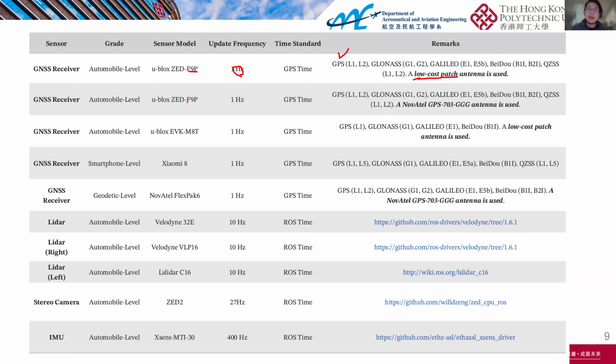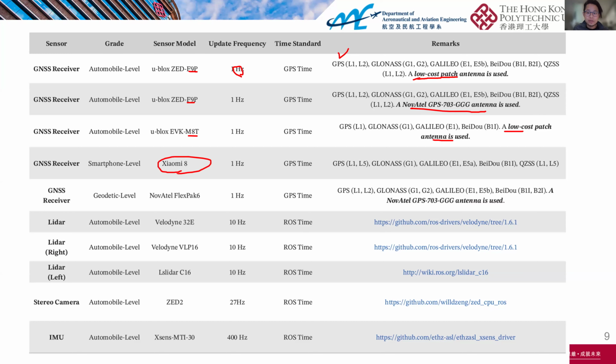And the second F9P, also 1 Hz, is attached with a Novatel antenna. If you want to study the differences between the two different antennas on the F9P, you're welcome to try this. We also have the M8T as well, because this is a very popular version of the u-blox chip. A lot of actual systems are using this one. So we also use this one here, also attached with the low-cost patch antenna, closer to real applications.